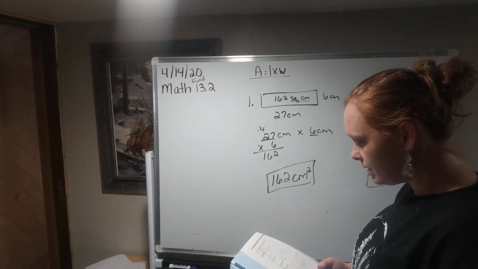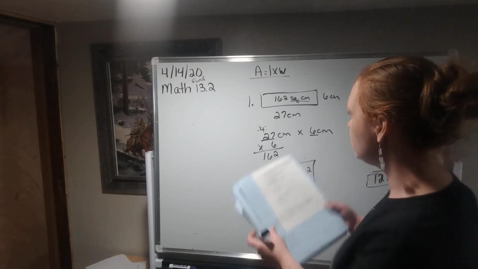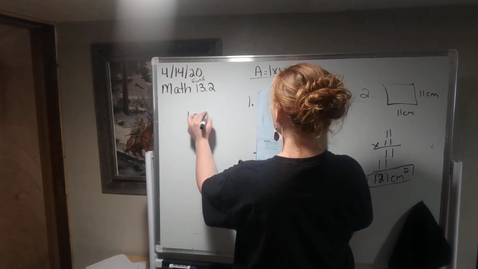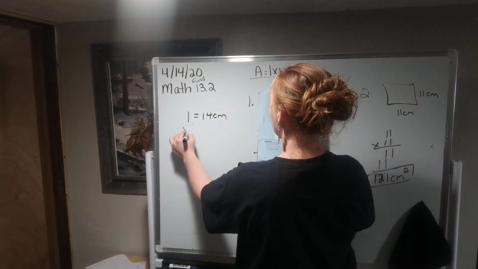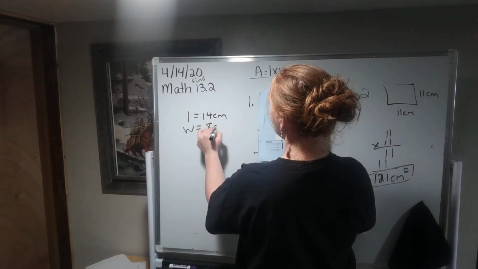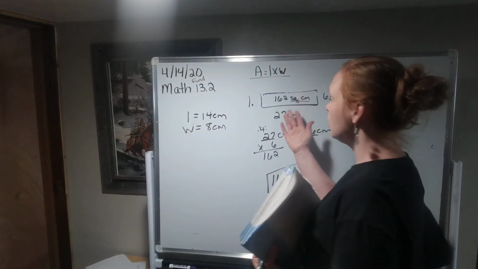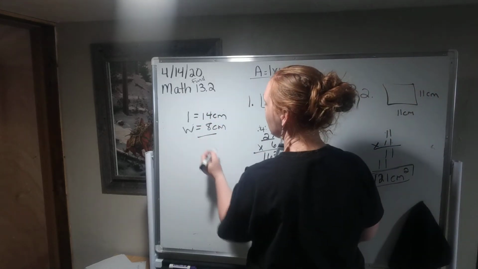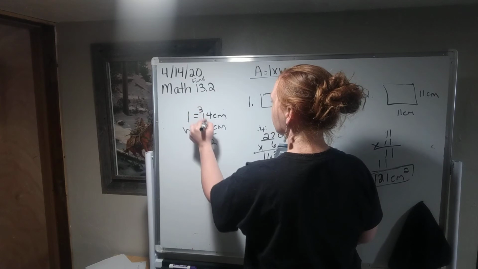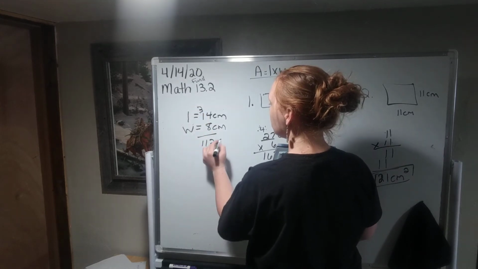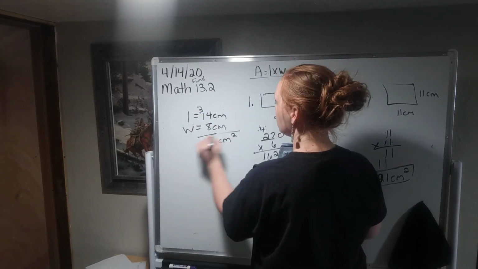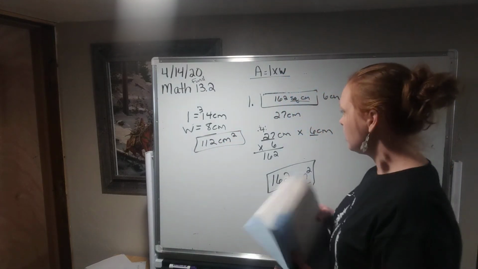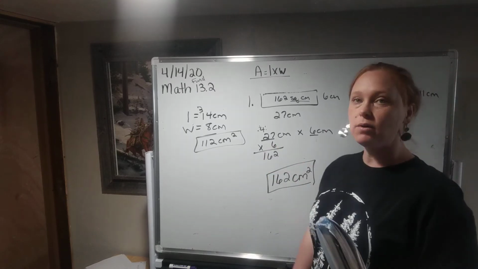All right, let's look at number 4 because it gives you the dimensions. It gives you a length of 14 centimeters and a width of 8 centimeters. We don't actually need the picture, but 14 would go here and 8 would go here. And so our problem is just 14 times 8. 112 centimeters squared. Okay? All right, so that should get you going.